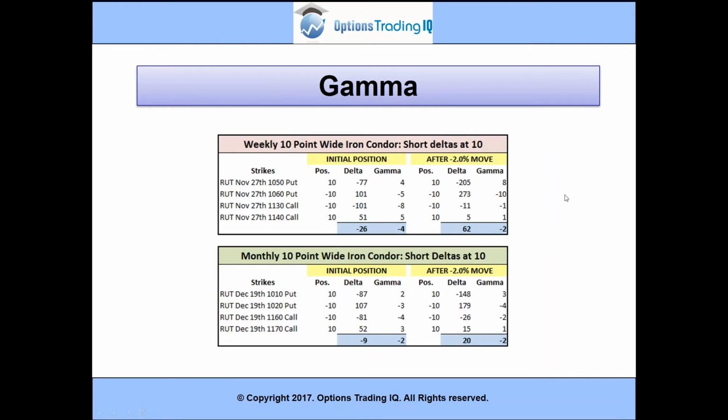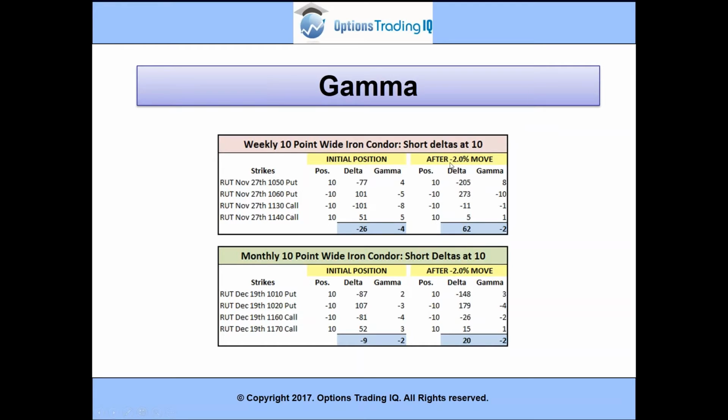Here's an example I like to share that illustrates how gamma works. We've got two iron condors that we're looking at: a weekly iron condor at the top and a monthly iron condor at the bottom. Both of them are 10 points wide. Both of them have the short deltas at 10. So they're more or less an identical trade, other than the fact that one is short-term and one is long-term. If we look at our initial position on the weekly option, our delta is -26 and our gamma is -4. Then we get a 2% down move.